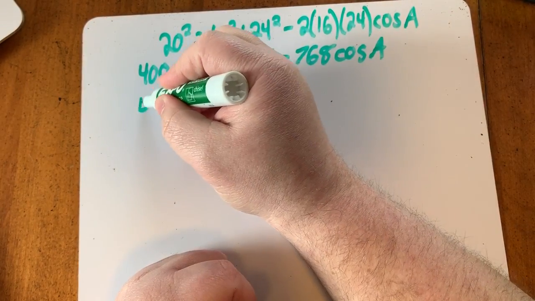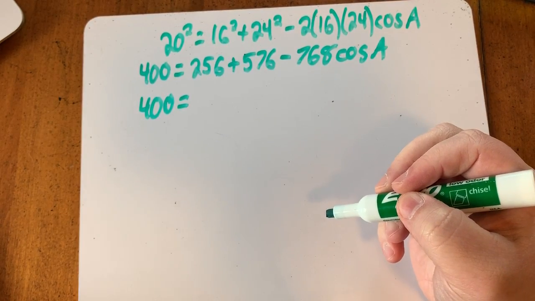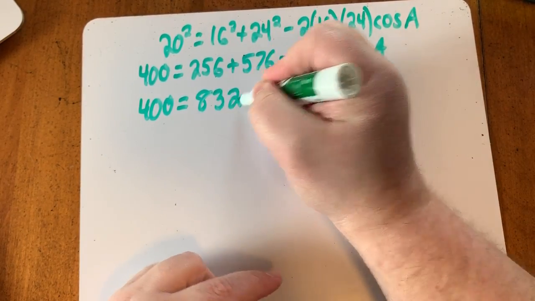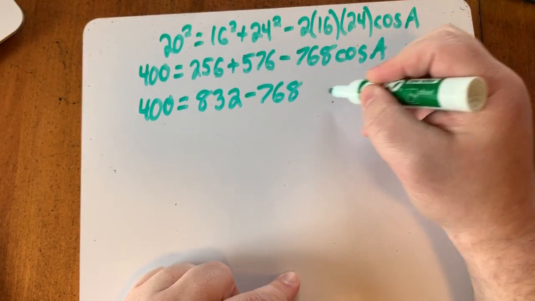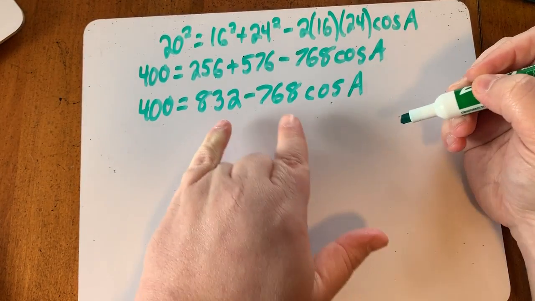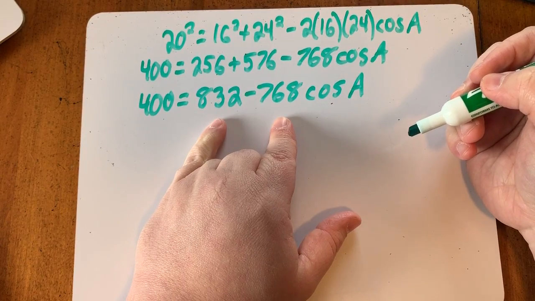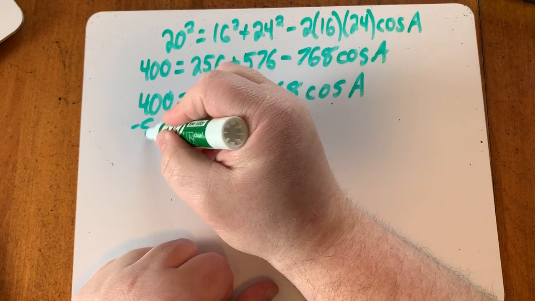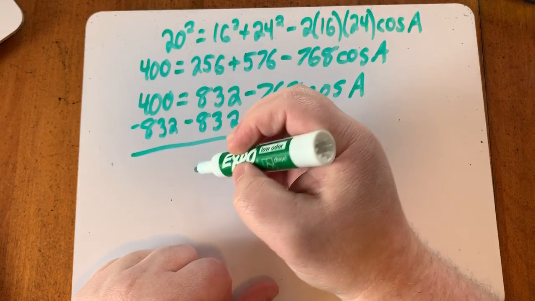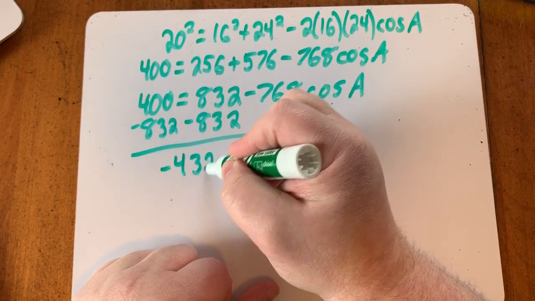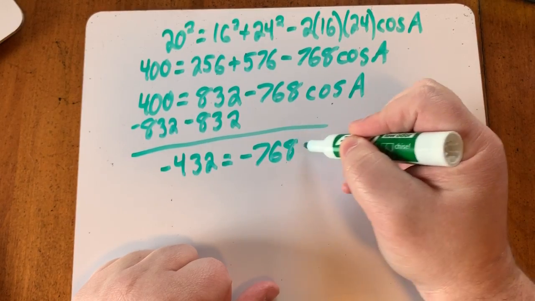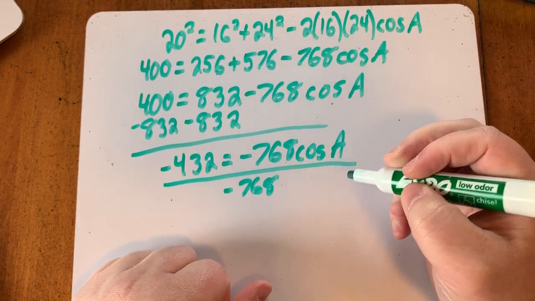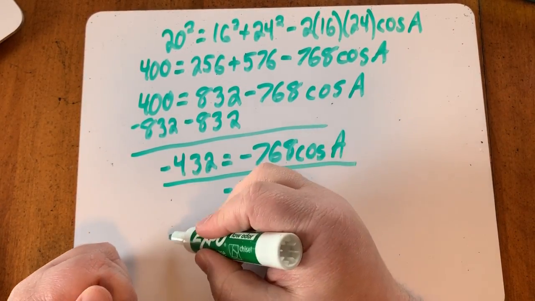So we combine our like terms again. So 256 and 576 gives us 832. Again, these are not like terms. You cannot combine these. Don't fall into that trap. So we're going to subtract 832. So that's negative 432 equals negative 768 cosine of A. Divide by negative 768. So negative divided by negative is positive.